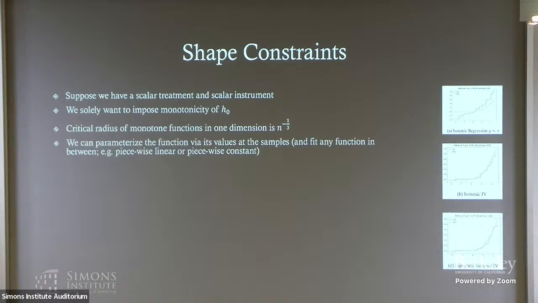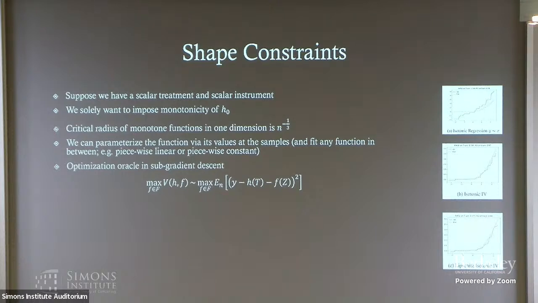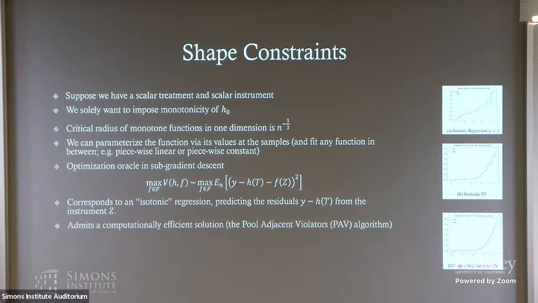And then you can also solve the optimization problem by parameterizing the function by the values that it takes on the samples that you got. And the interesting thing is that the inner optimization oracle, if you apply subgradient descent, is equivalent to an isotonic regression, for which we have computationally efficient methods for solving it. Okay. So you can solve this minimax problem for the case of shape constraints using gradient descent versus an isotonic regression oracle, right? And that is also efficient, and so you get a fully computationally efficient algorithm for solving this.